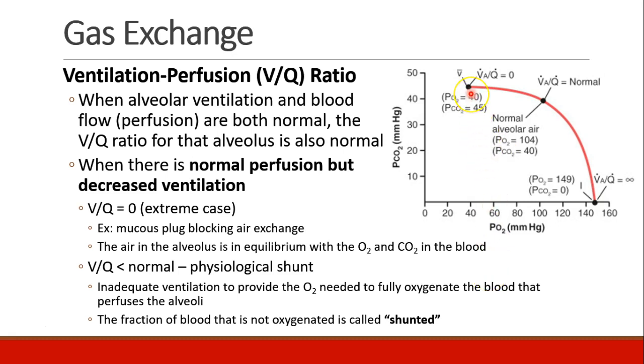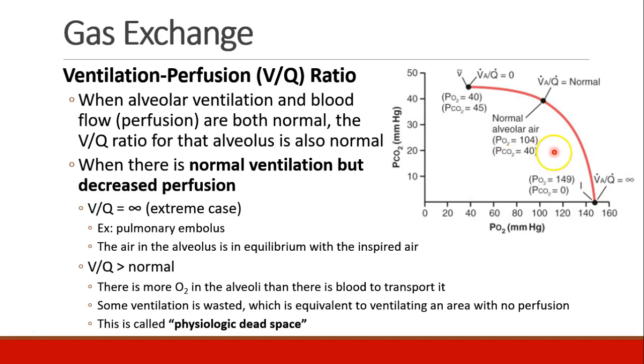Now that's just for one alveolus. You may have other alveoli which are more normal, and so the lung will be somewhere in this section of the curve. This is what we would call a lower than normal VQ ratio, where the ventilation is low, but the Q, the perfusion, is normal. And the fraction of blood that's going to alveoli which don't have normal ventilation is called shunted, because it's as if the blood is being shunted around the lungs, since it's going to an alveolus that doesn't have any ventilation.